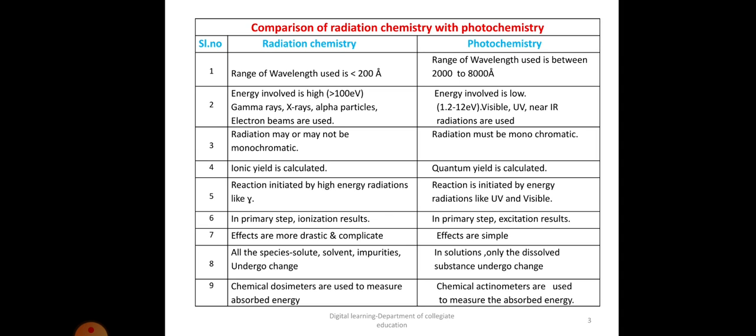In radiation chemistry, all the species, that is, solute, solvent, impurities undergo change, whereas in photochemistry, in solutions, only the dissolved substance undergoes change. In radiation chemistry, chemical dosimeters are used to measure absorbed energy, whereas in photochemistry, chemical actinometers are used to measure the absorbed energy.